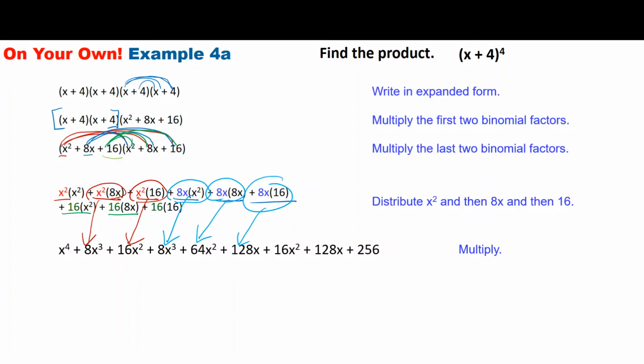And now all we have to do is add up our like terms. Notice that there's only one x to the fourth. And so let's just combine all of our like terms. For our x thirds, we have 8x to the third and an 8x to the third, so that gives us 16x to the third. For our x squared, we have 16x squared plus 16x squared, that's 32x squared, plus 64x squared gives us 96x squared. Finally, 128x and 128x is 256x, and finally our 256. So I hope that you were able to get those big numbers even though it was kind of large.